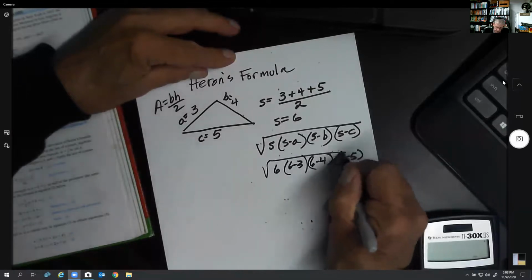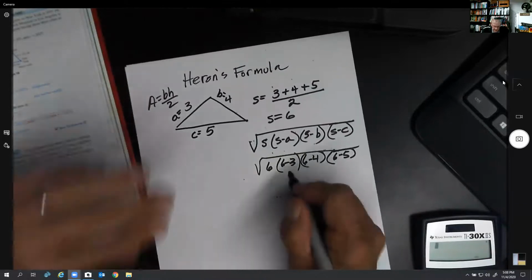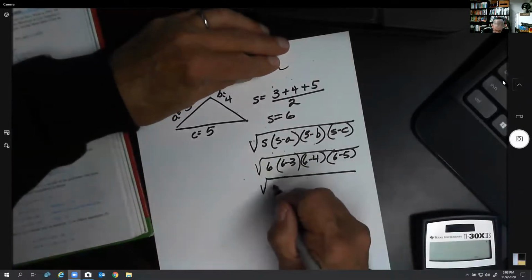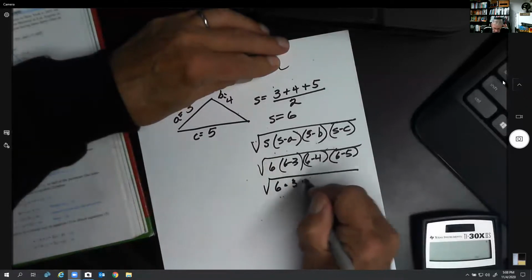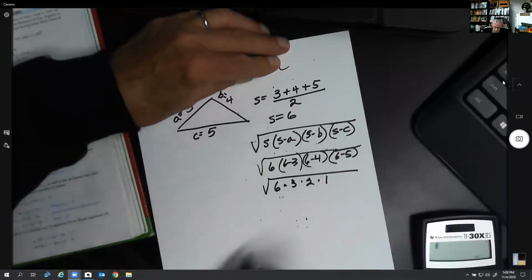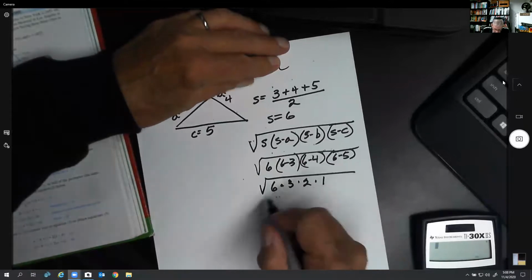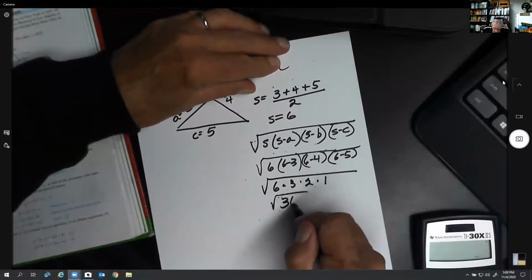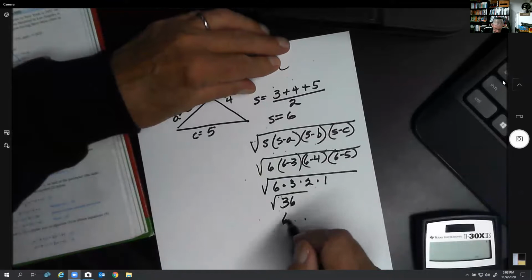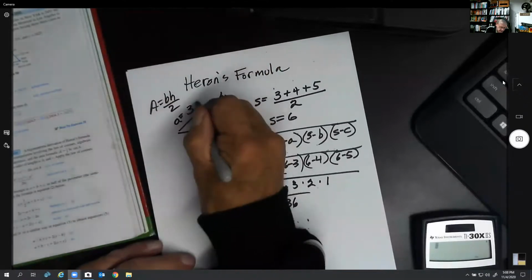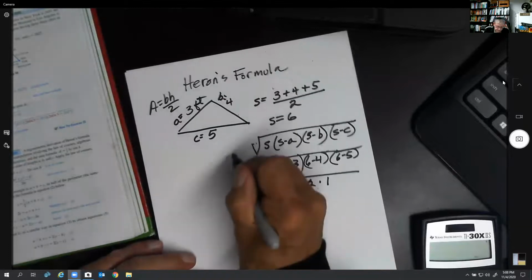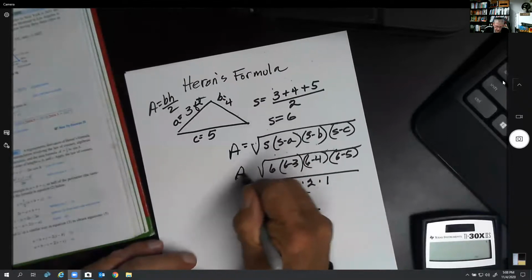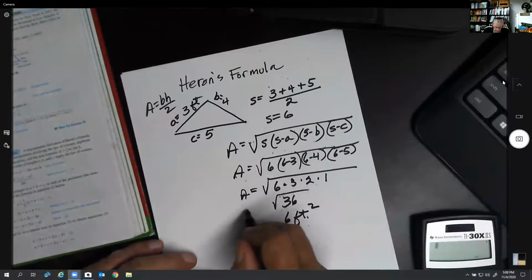Now, sometimes these are big numbers, and I think this one we can kind of do without the calculator, at least part of it. 6 times 3 times 2 times 1. Okay, so that's the square root of 36. So the area inside here is 6, 6 feet squared. So kind of a nifty little formula.